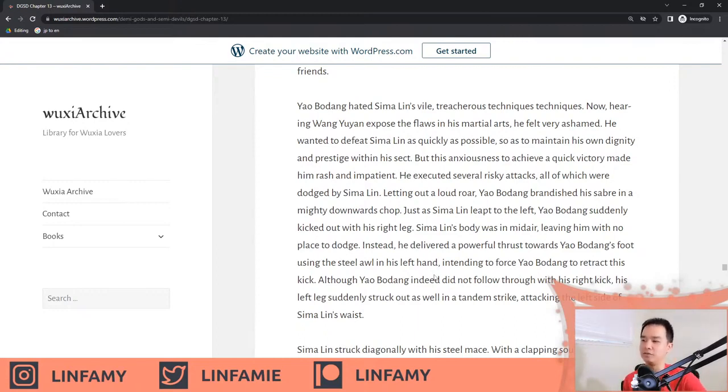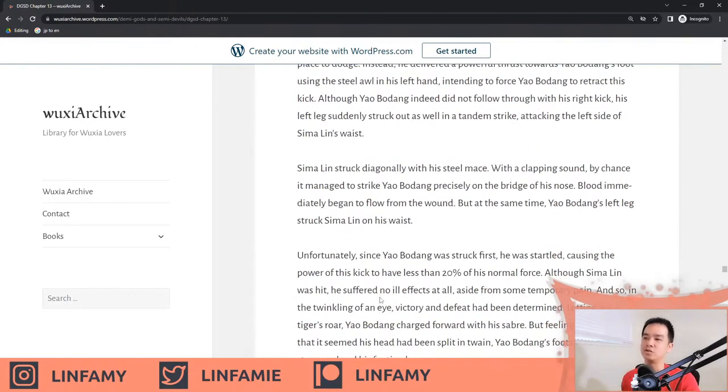Instead, he delivered a powerful thrust towards Yao Bodang's foot, using the steel awl in his left hand, intending to force Yao Bodang to retract his kick. Although Yao Bodang indeed did not follow through with his right kick, his left leg suddenly struck out as well in a tandem strike, attacking the left side of Sima Lin's waist. Sima Lin struck diagonally with his steel mace. With a clapping sound, by chance, it managed to strike Yao Bodang precisely on the bridge of his nose.